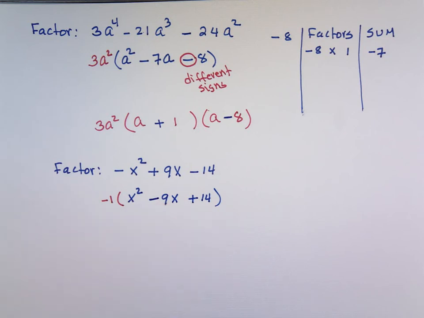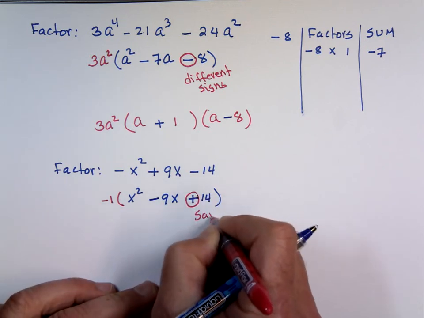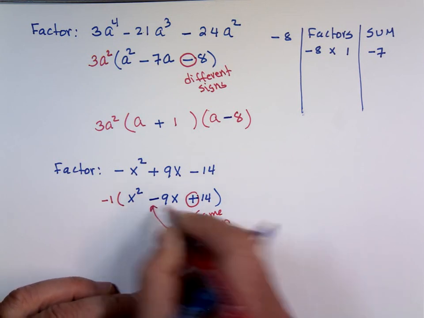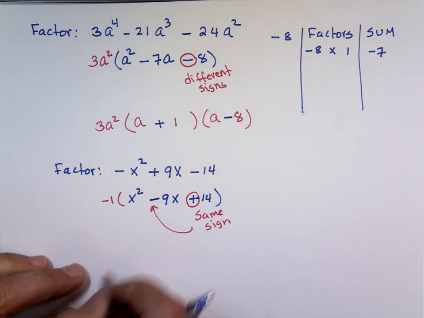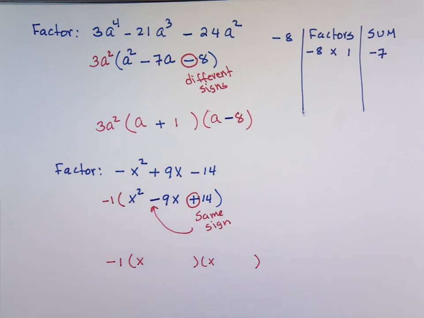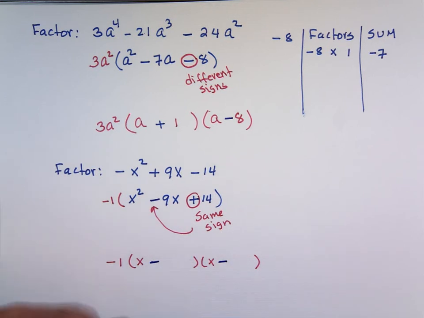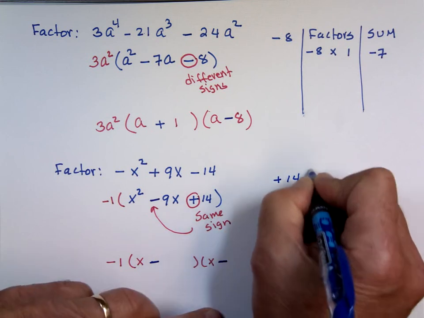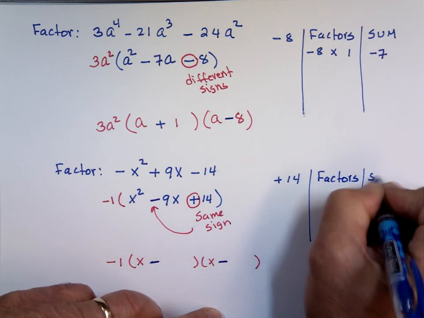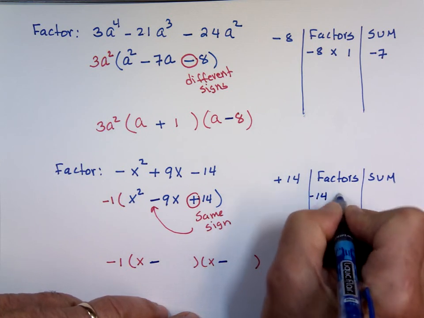Notice this is a plus, that means same sign. Same as the one before it. So there's the minus 1. This will be x and x. The signs are the same. They both have to be negative here because the middle number is negative. So the 14 could be negative 14 times a negative 1. They add up to negative 15.